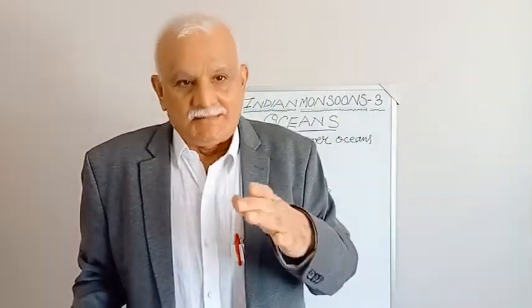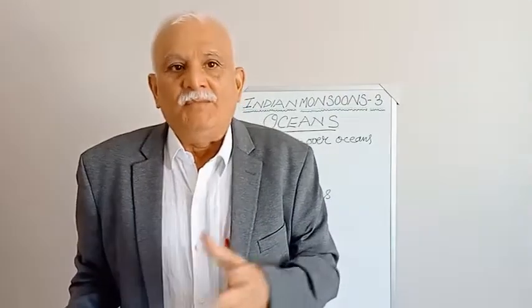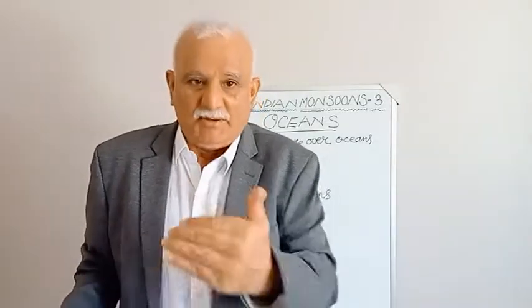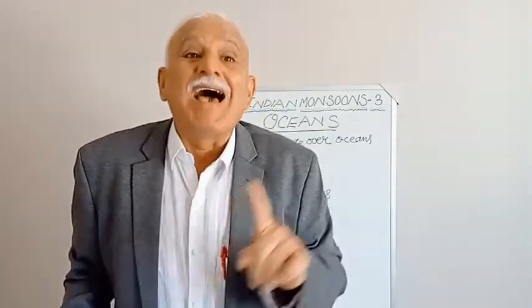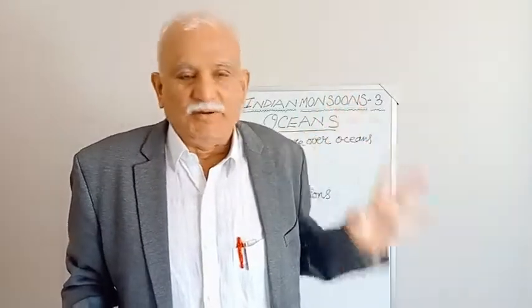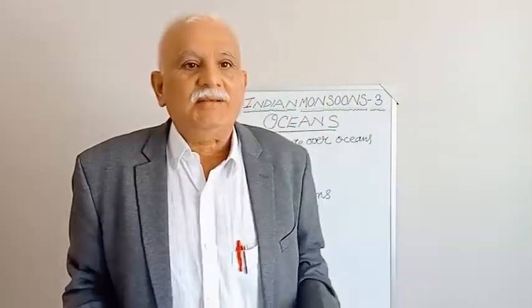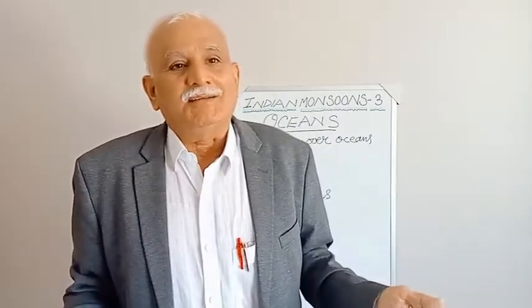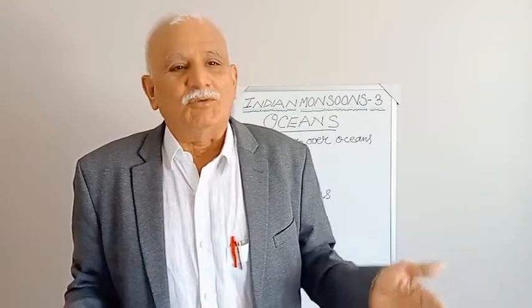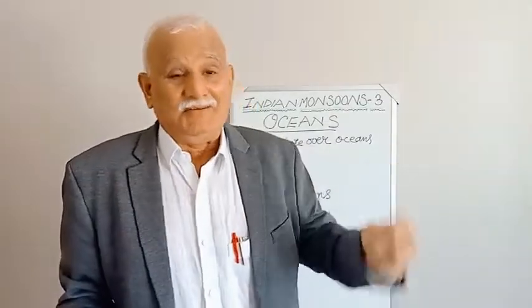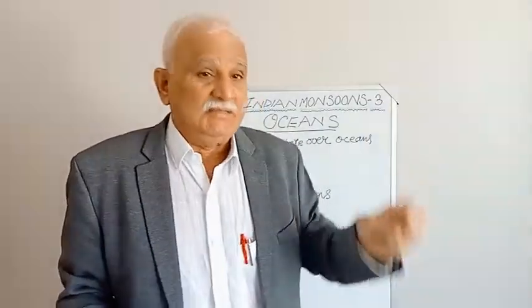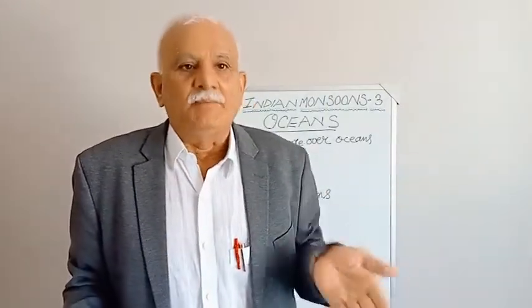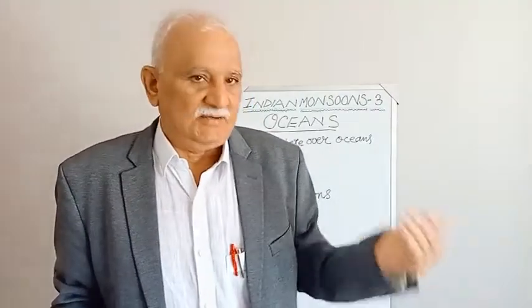Exactly reverse: when the central and eastern equatorial Pacific region becomes cool, La Nina, we get a copious amount of rainfall. This is an established factor through monsoon experts. For the last 30 years, enormous amounts of research and observations have established this: El Nino years, droughts in India; La Nina years, excess rainfall in India.